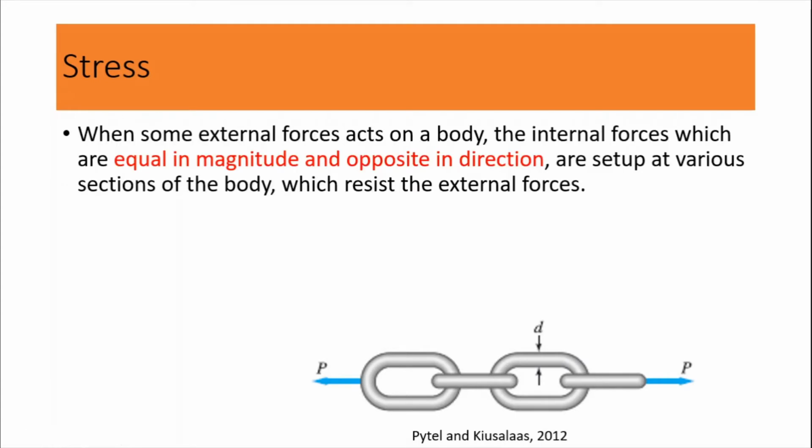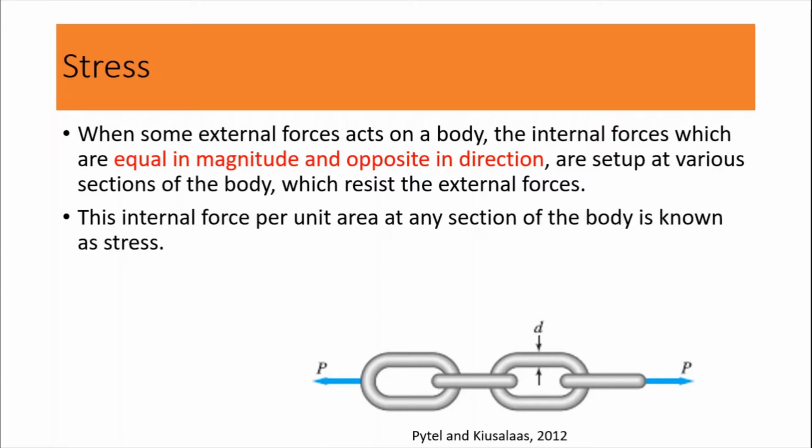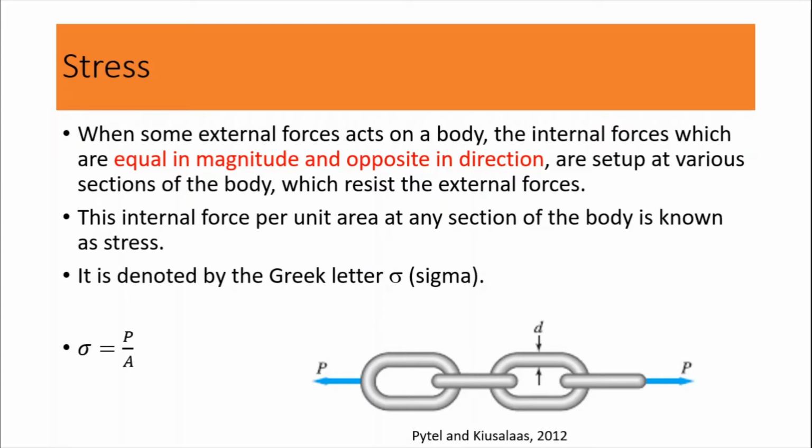When some external forces act on a body, internal forces, which are equal in magnitude and opposite in direction, are set up at various sections of the body which resist the external forces. This internal force per unit area at any section of the body is known as stress. Stress is denoted by the Greek letter sigma. So sigma is equal to P by A, where P is the load applied and A is the area.